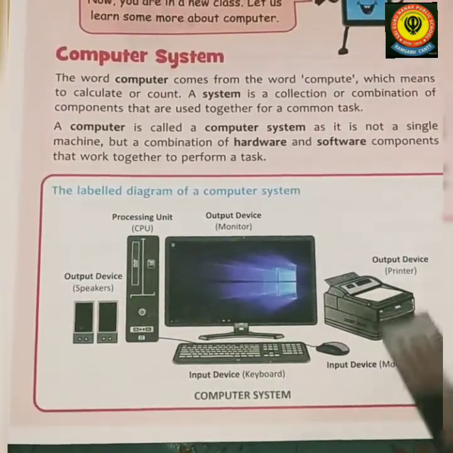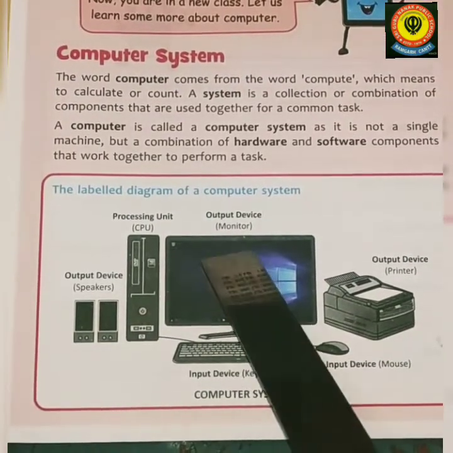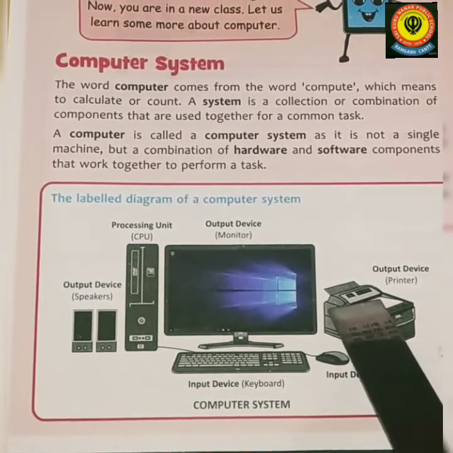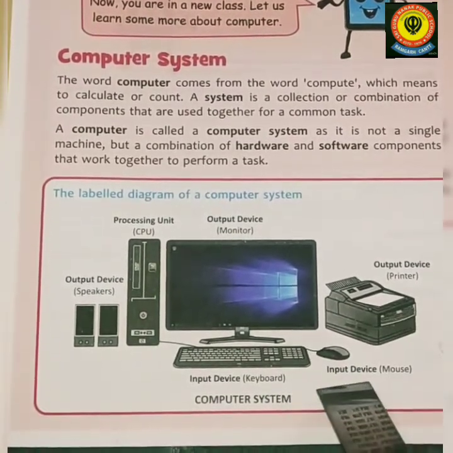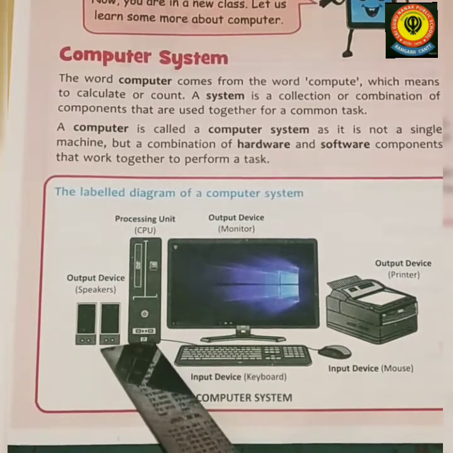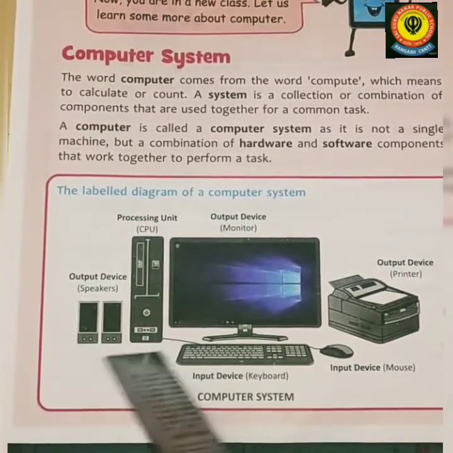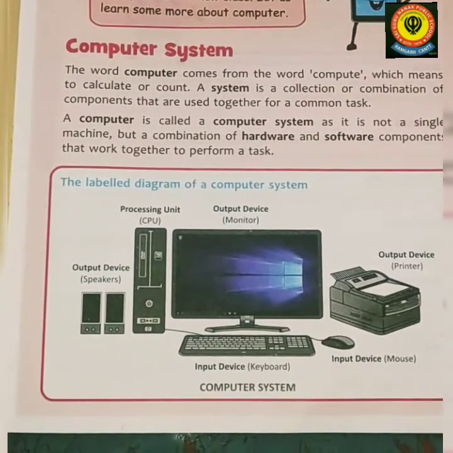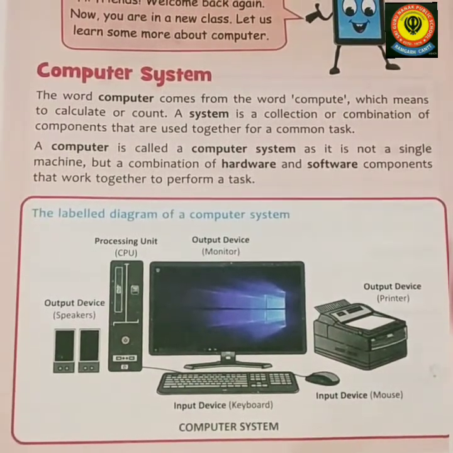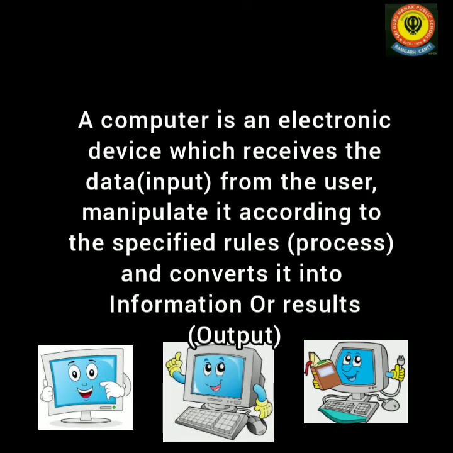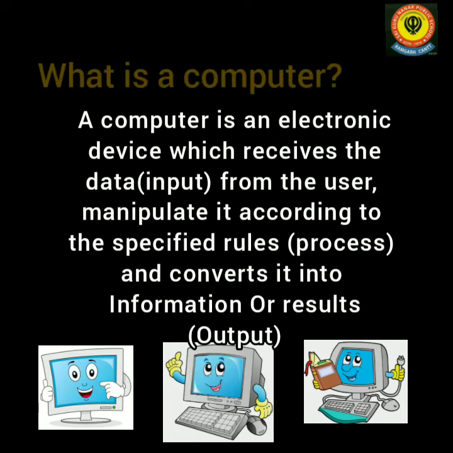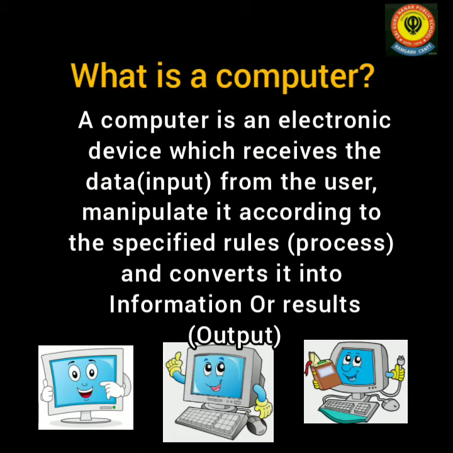So this is a labeled diagram of a computer in which you see here output devices which are monitor and printer, input device which is keyboard, processing unit CPU and the device called speaker. This is also an output device. So children, we came to know what a computer is. A computer is an electronic device which receives data from the user, manipulates it according to the specified rules and converts it into information or result in the form of output.